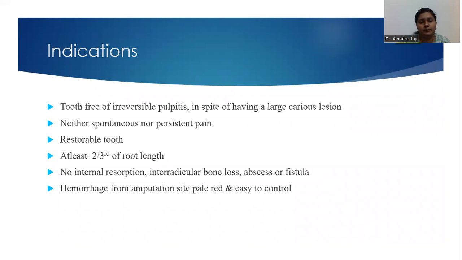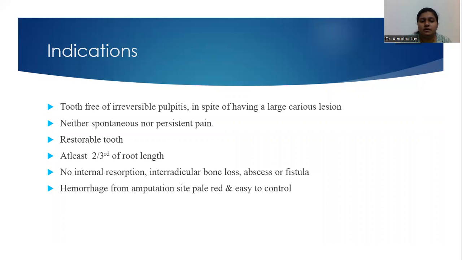Coming to indications of pulpotomy, the tooth should be free of irreversible pulpitis in spite of having a large caries lesion. If the tooth is in a condition of irreversible pulpitis, that means the radicular pulp is also involved. So in such cases, we cannot perform pulpotomy. And the tooth should not have spontaneous or persistent pain. Spontaneous pain, as well as persistent pain, that is, pain that persists even after removal of the stimulus, indicates irreversible pulpitis, or that the inflammation of the pulp has reached the radicular portion.